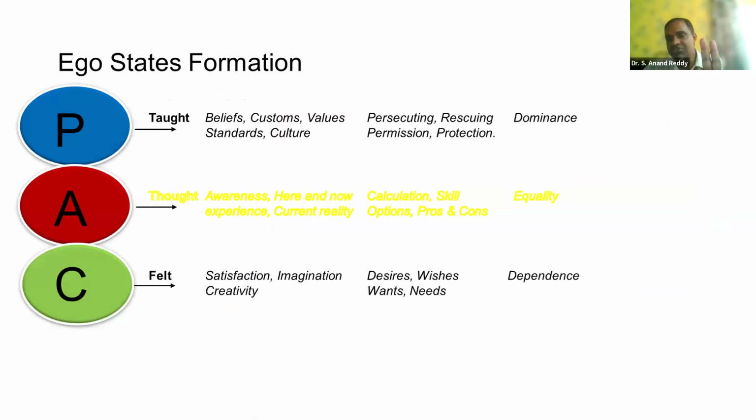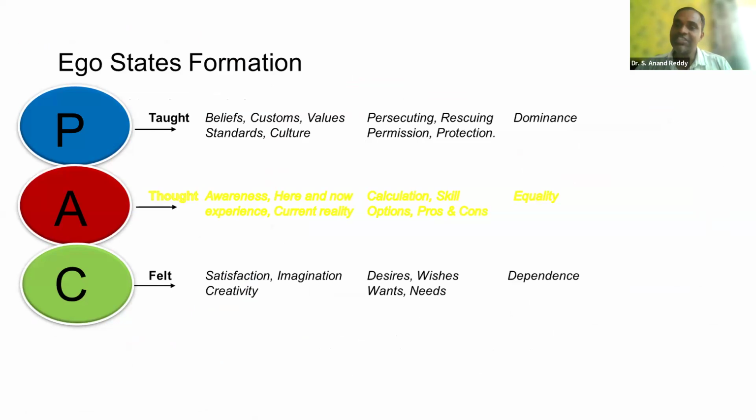Out of the three ego states, what emerges is that one is the parallel transactions, which are nothing but the same level of people. The second one is the cross transactions, which happen in opposite directions. The third one is the ulterior transactions, which happen with duality. So these are the three different transactions that are available.